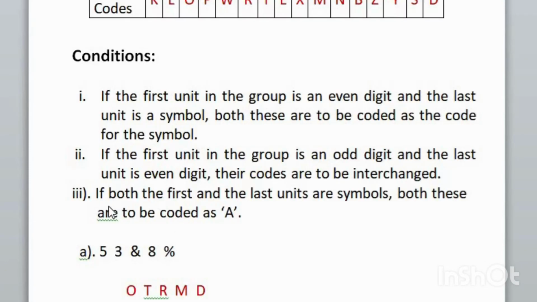In the next question, the group is hash 560 and, and here both the first and the last are symbols, right? Hash is a symbol and is a symbol. So we can look for that condition. And the condition is the third one, that is, if both the first and the last units are symbols, both these are to be coded as capital letter A. So instead of hash and, we can replace it with A.